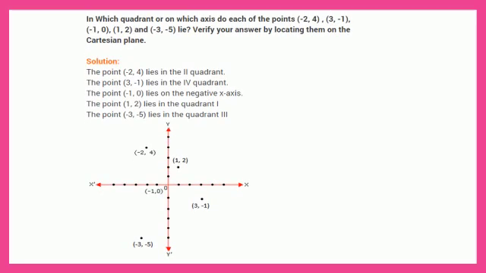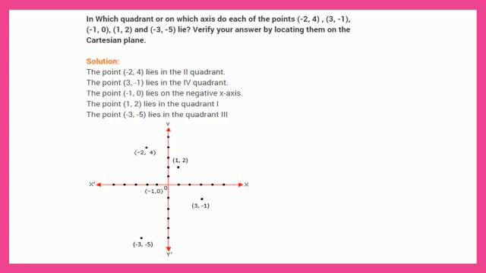Exercise 3.3 first question. In which quadrant or on which axis do each of the points lie? Verify your answer by locating them on the Cartesian plane. Here we have four quadrants. First quadrant, both x and y are plus. Second quadrant, x-axis minus and y-axis plus. Third quadrant, both are negative. Then fourth quadrant, x-axis plus and y-axis minus.